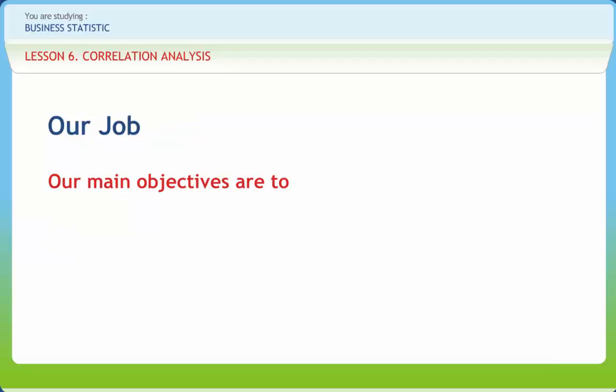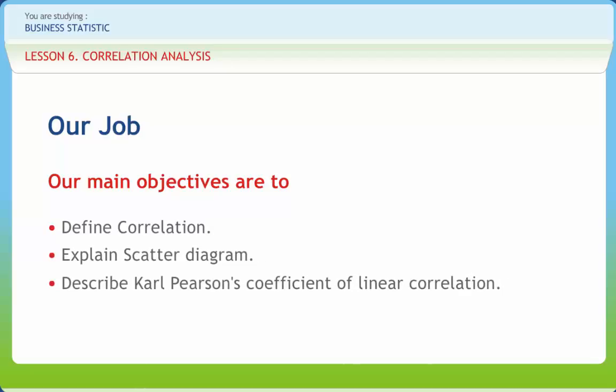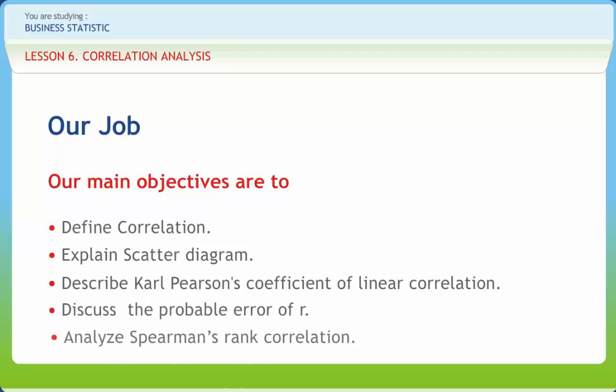After going through this presentation, you should be able to define correlation, explain scatter diagram, and describe Karl Pearson's coefficient of linear correlation, discuss the probable error of R, and analyze the Spearman's rank correlation.